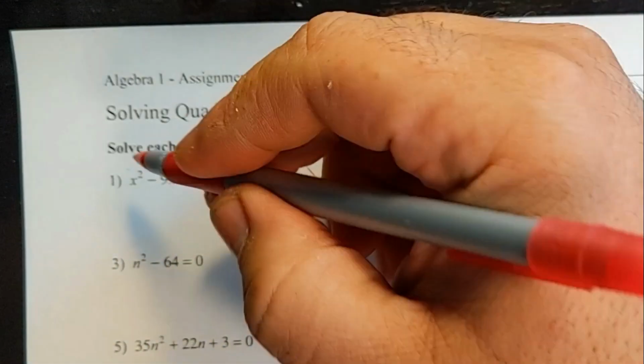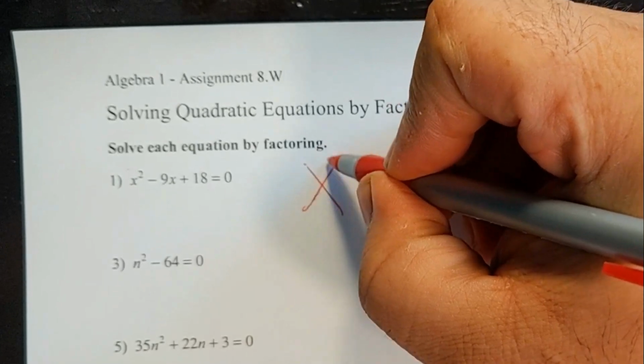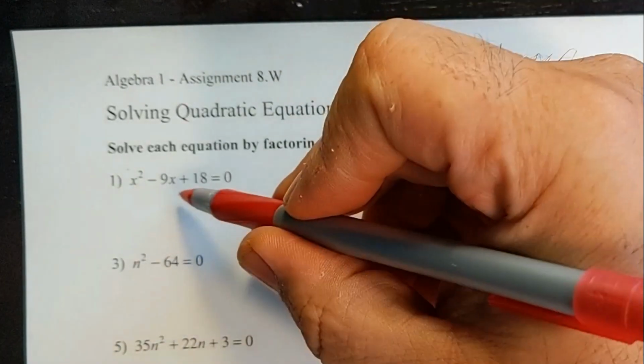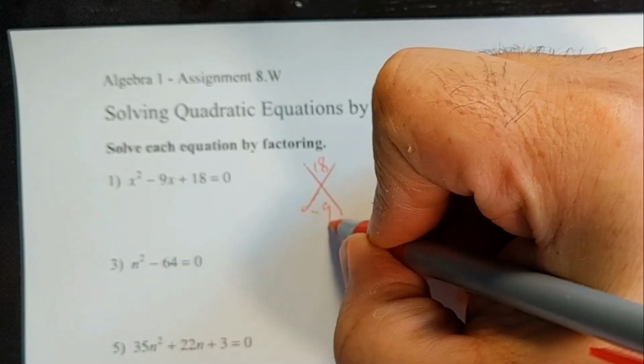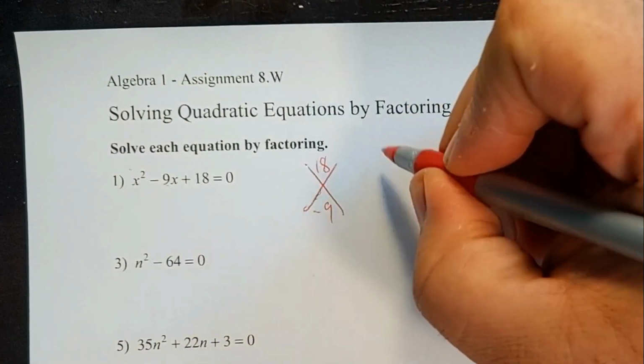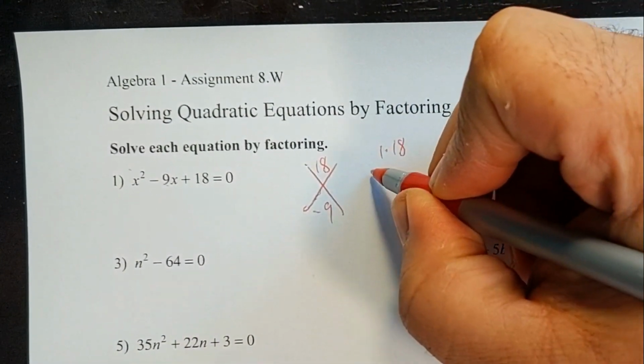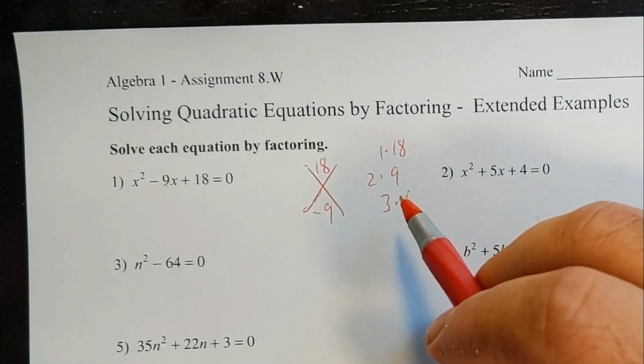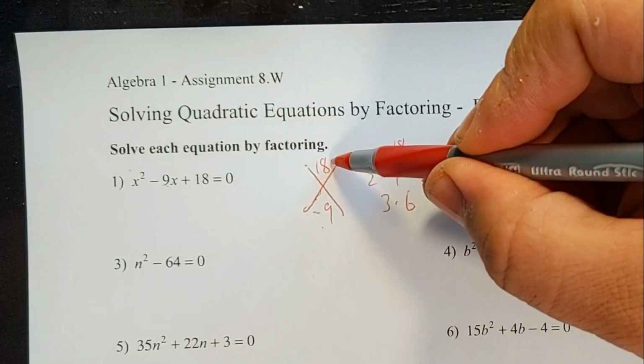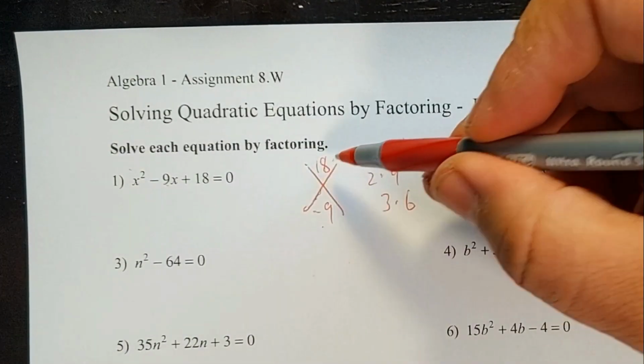The 1 and the 18, the a and the c value, multiply to make the top number, so you get 18 up here. And then the b value, the negative 9, goes down to the bottom. You're going to be looking for the factors of 18 that add to give you negative 9. Because the 18 is a positive, that means you're going to add the numbers.